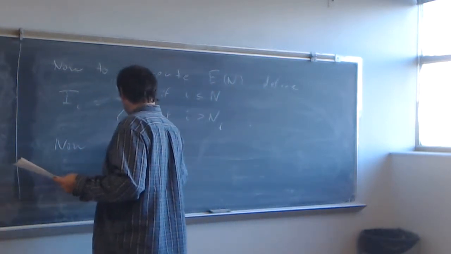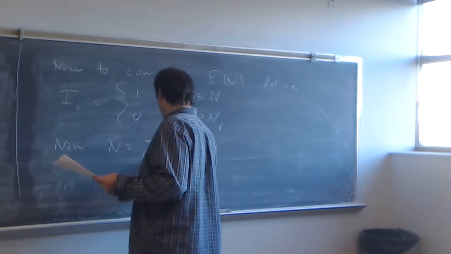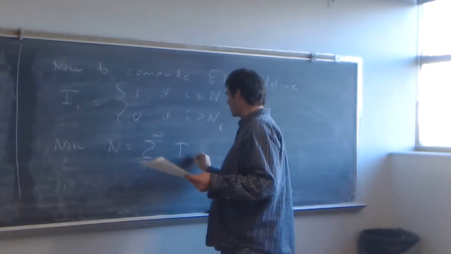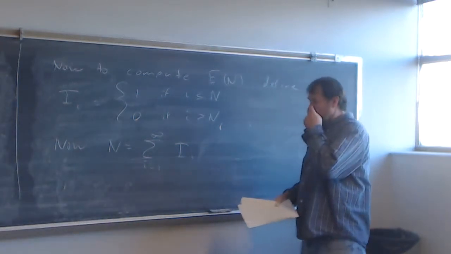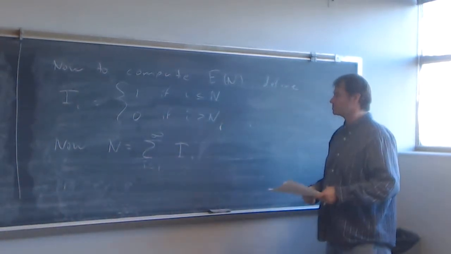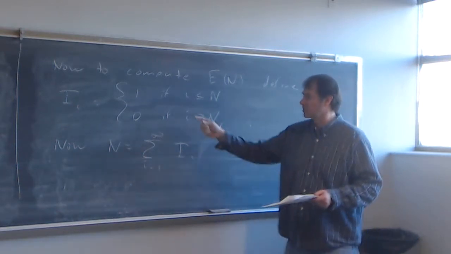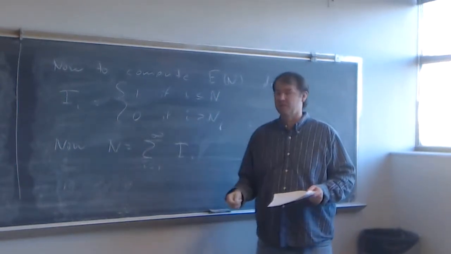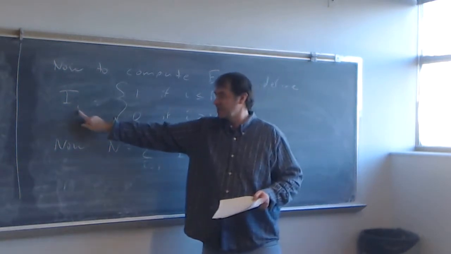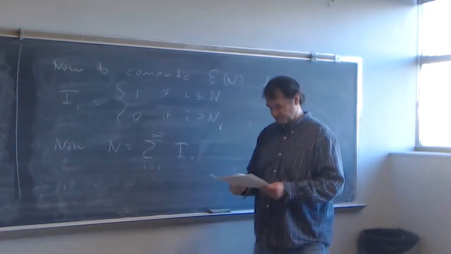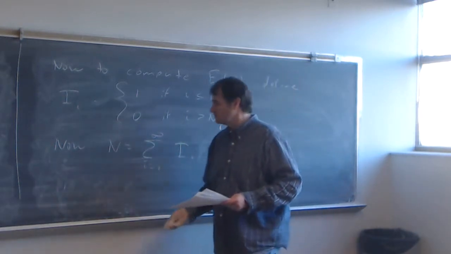Now, n will be equal to the sum over all I values, 1 to infinity, of I sub I. So it just counts, for a particular natural number, whether n is bigger than or equal to this particular little I value. Okay?